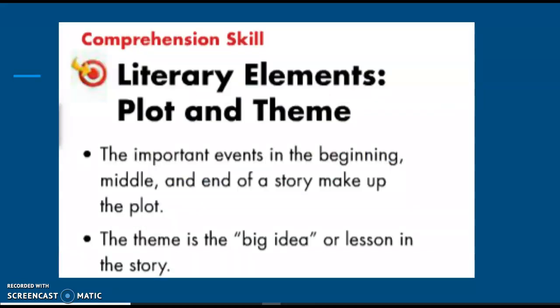The literary elements that we're really going to focus on and stress this week are plot and theme. Plot is the important events that make up the beginning and middle and end of the story. That's what makes up the plot: the big events at the beginning, the big events in the middle, and the big events at the end. The theme of a story is the big idea or the lesson that's in the story.